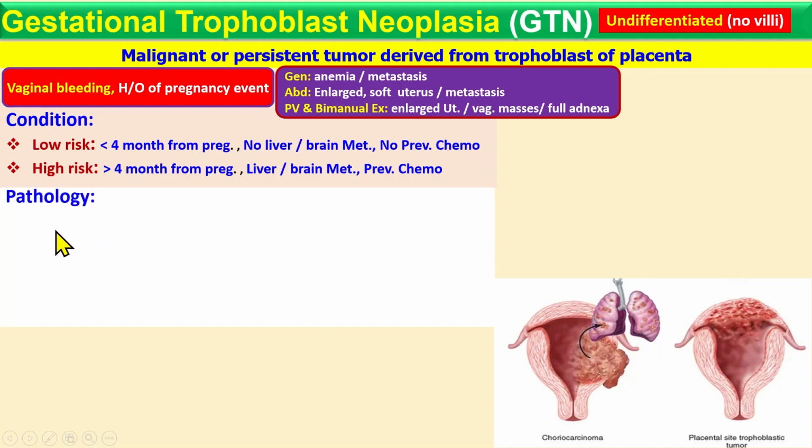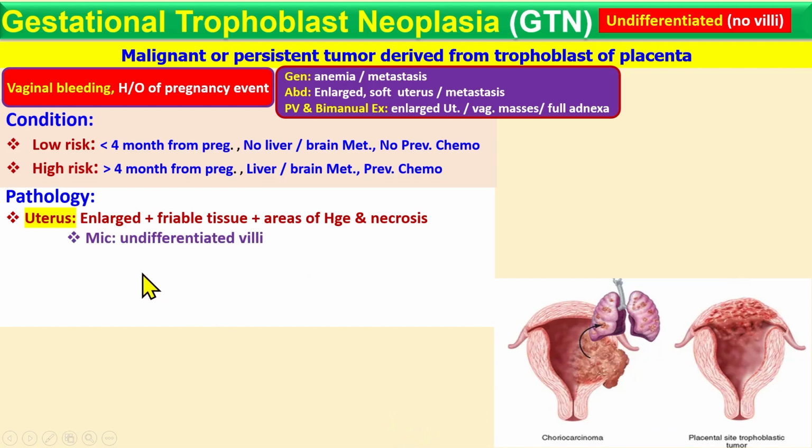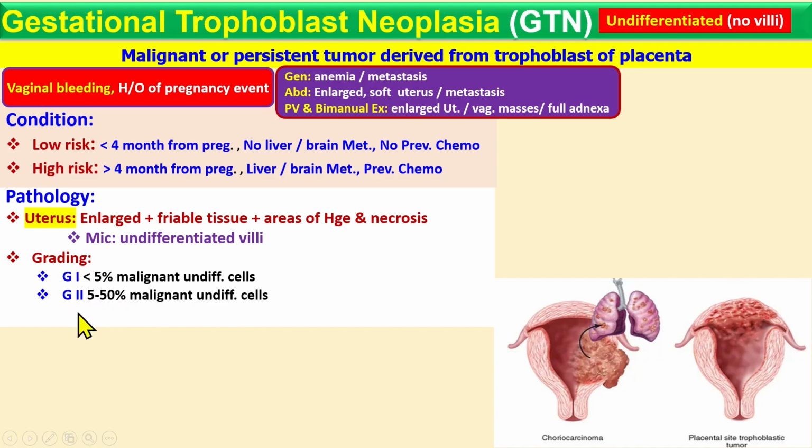Okay. And the pathology, you see the enlarged fibrotic tissue plus areas of hemorrhage and necrosis. Hemorrhage and necrosis, and the fibrotic tissue with enlarged uterus, this is the sign for gestational trophoblastic neoplasia. Okay, and in the microscope, of course, you see the undifferentiated nuclei because it's malignant. We look at the grading: when malignant undifferentiated cells are less than 5%, grade 1; when 5 to 50, grade 2; when more than 50, it's a grade 3 condition.